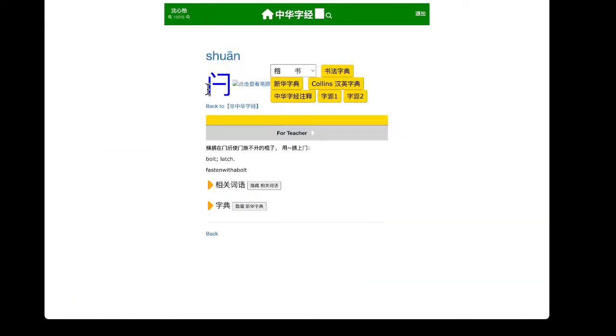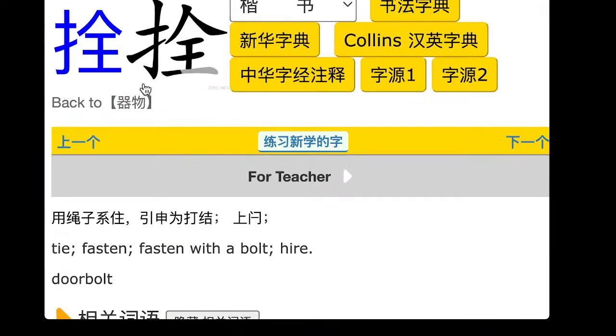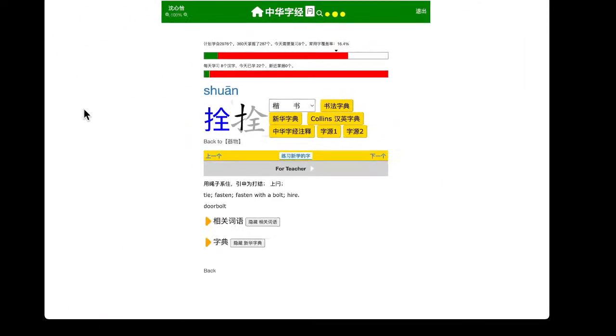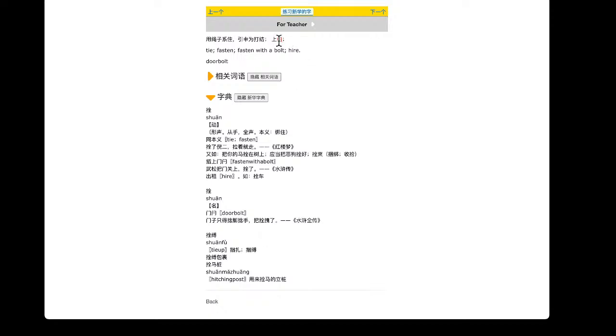This is 栓, like a bolt, latch, or fasten with a bolt. This one is the one that looks like a picture of a bolt on a door. So the other ones are used for some, there's like overlap. That one is the one specifically for bolts on doors because obviously it looks just like that.